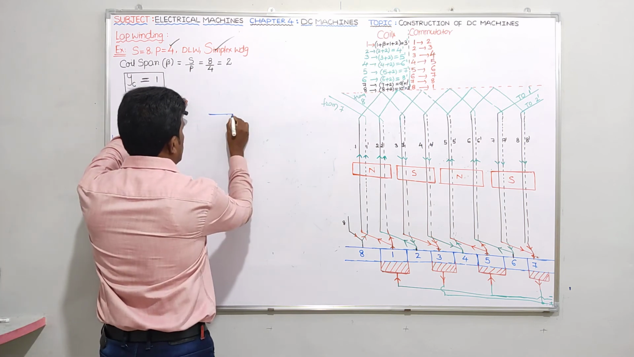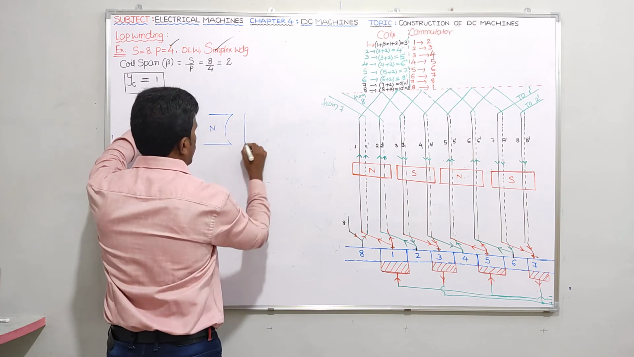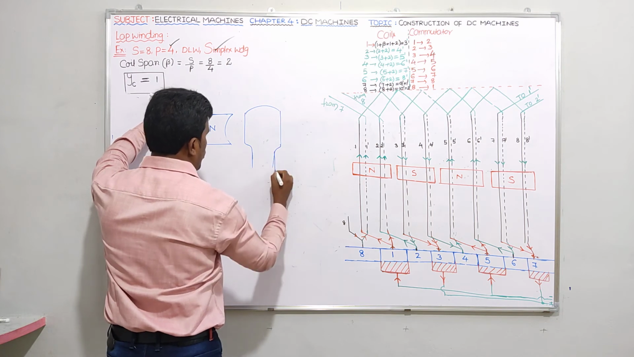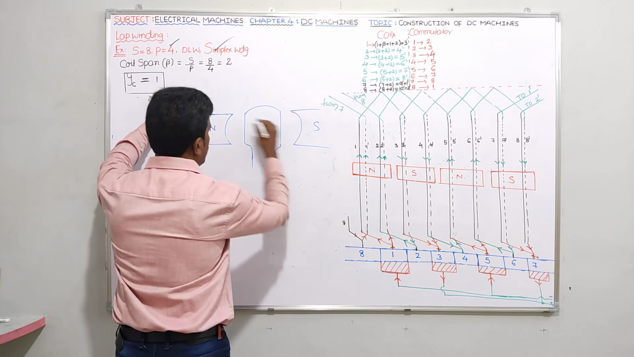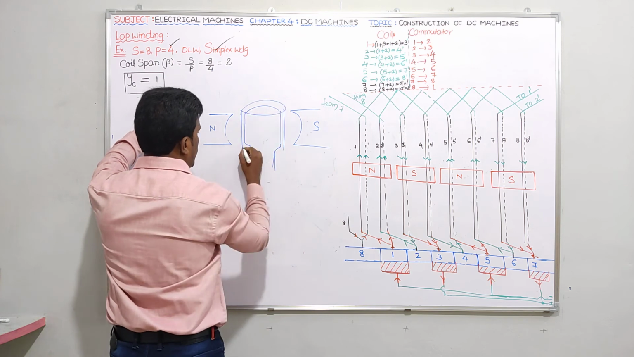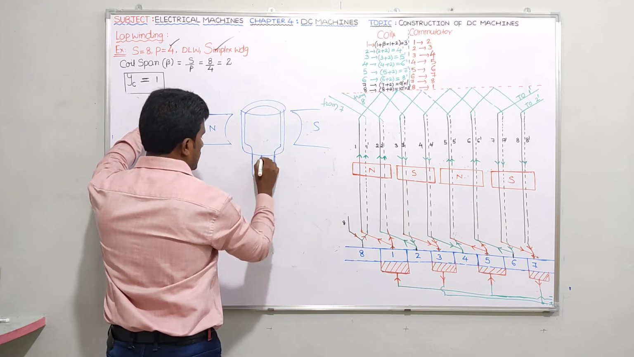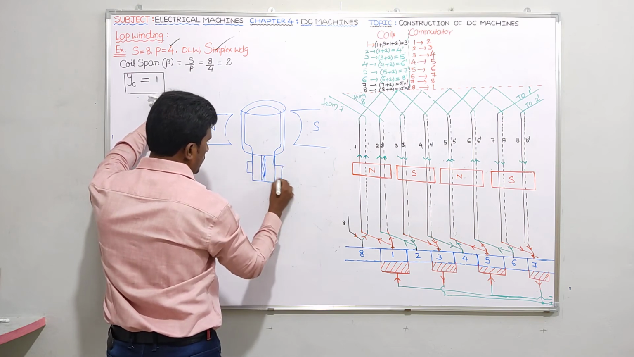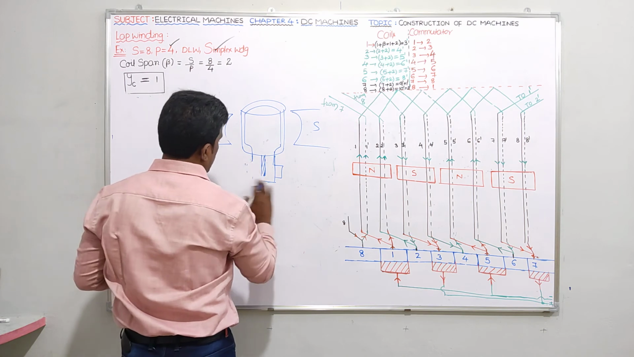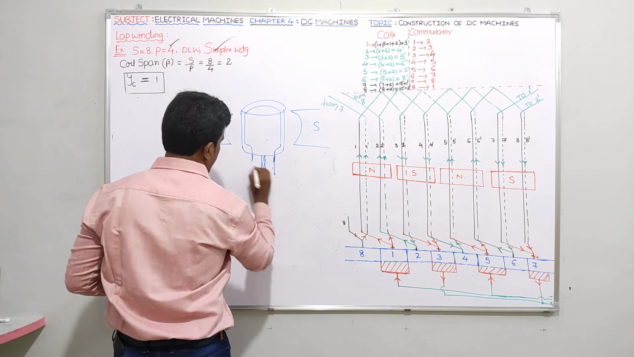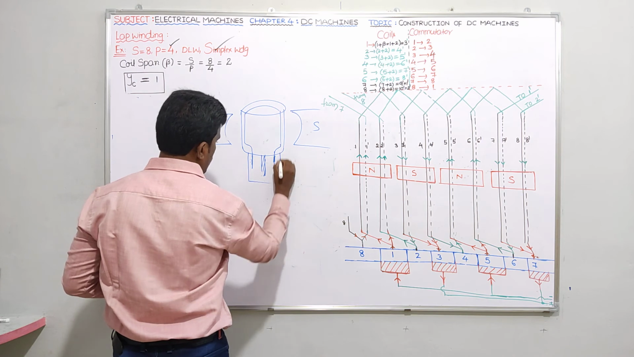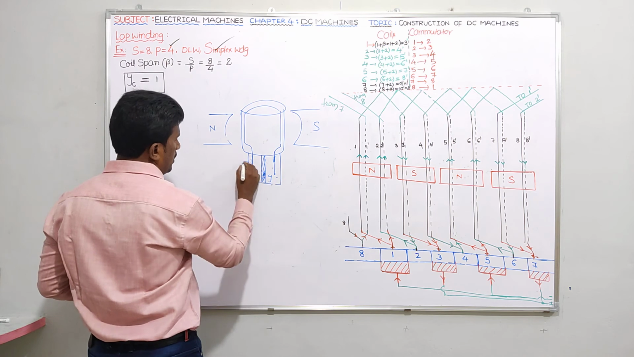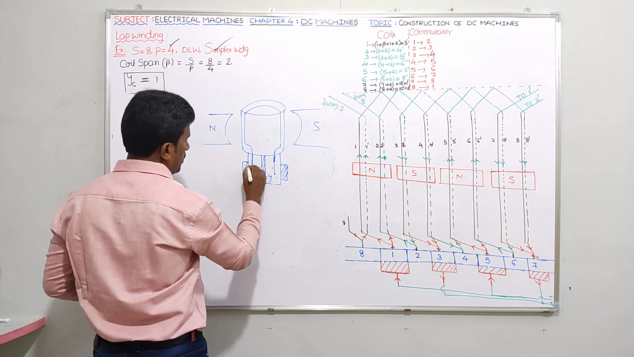So in a simple loop diagram, I told, north pole, south pole, and here commutator segments separated by mica insulation. Here are the brushes we are having. I can place brushes here. X segment, Y segment, and the coil. Here I am having some brushes.